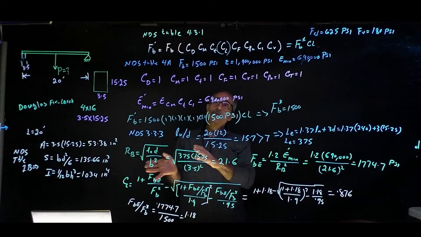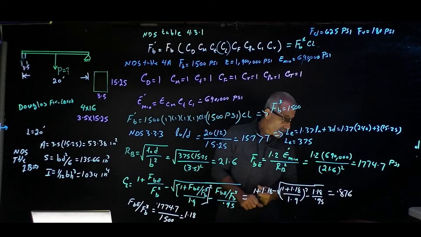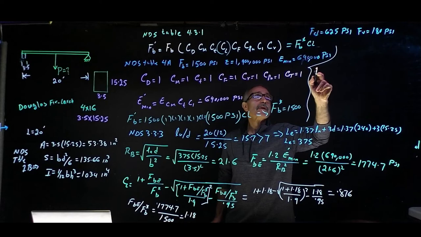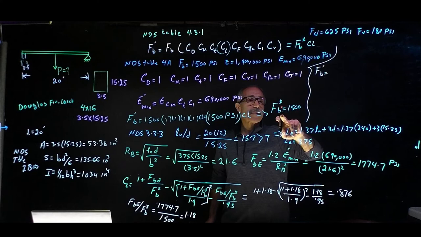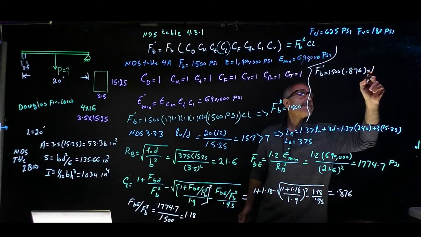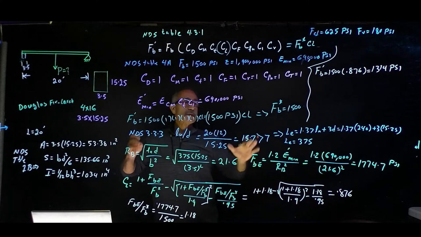So we did that, and then we're going to come back in here and figure out this number. I'm just going to do it right here. F prime B came out to be F star B times CL. F star B came out to 1,500, and 1,500 times 0.876 will give me 1,314 pounds per square inch. Now we have that. Once we got that number, we can easily figure this out.